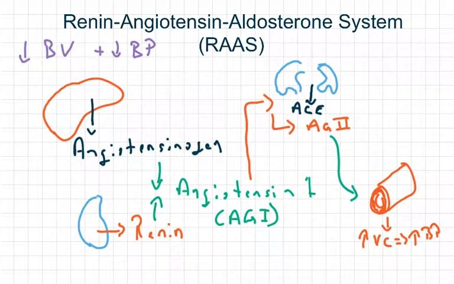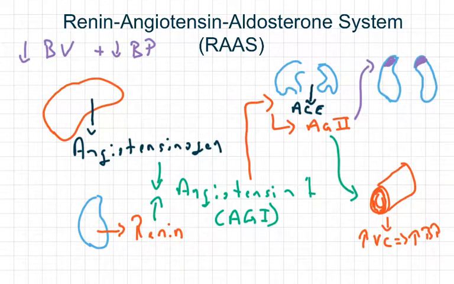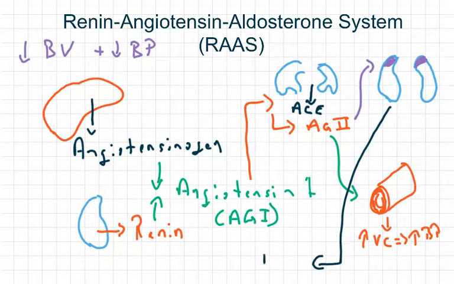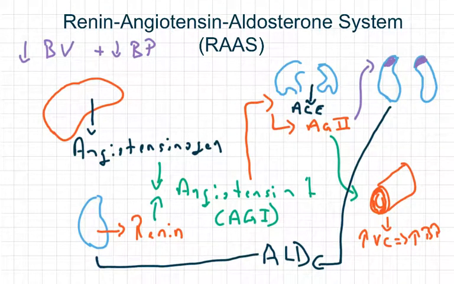Also, angiotensin 2 exerts an effect on the adrenal cortex. And remember, the adrenal cortex is found on the superior portion of the kidney lobes. What AG2 does is trigger the adrenal cortex to release the hormone aldosterone. And what aldosterone does is work directly on the kidneys to focus on sodium reabsorption and potassium excretion.